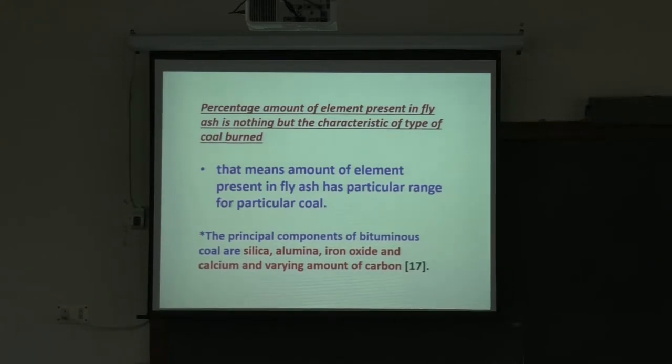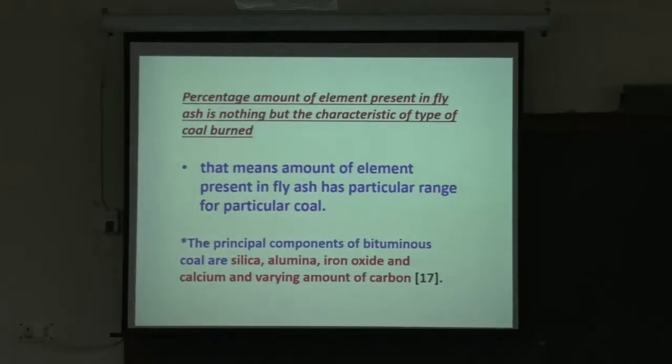Okay, the amount of element present in fly ash has a particular range for a particular coal. So this is a normal thing, but it is worth knowing that. So before you start thinking about what fly ash is, go for the composition of the coal, because there is a coal, the carbon which burns. The alumina, silica, those things, they do not burn, but they remain in the fly ash, okay?